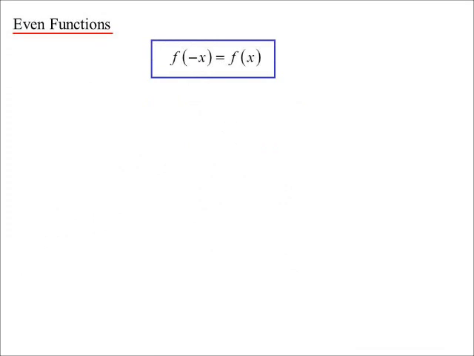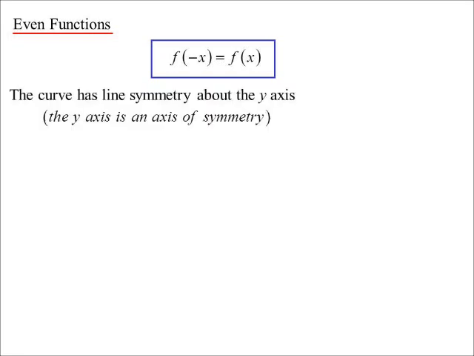Well, we also have even functions, which also have symmetry. f(-x) is equal to f(x), and that has line symmetry. So the y-axis is an axis of symmetry. So the parabola is the classic one. I mean, if we fold it on top of itself, we would have an even function.